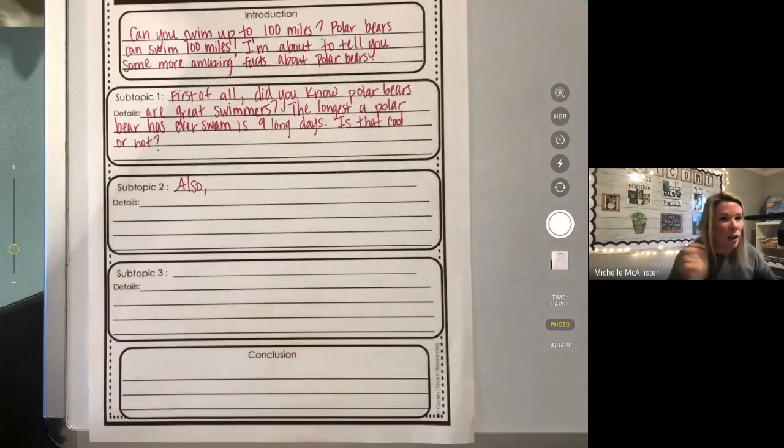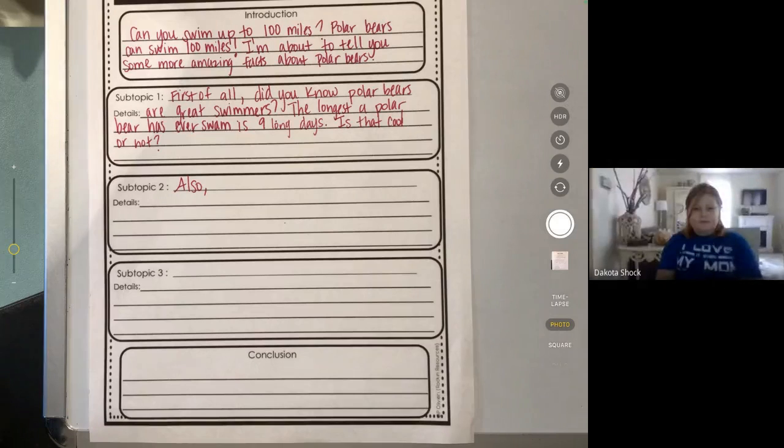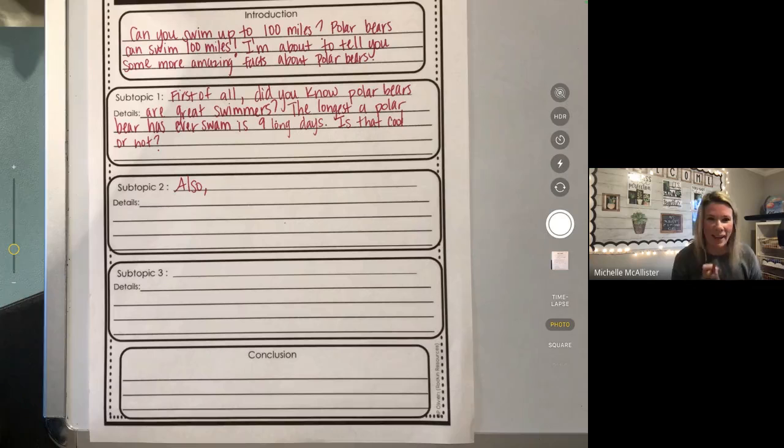I'm not going to tell them our fact yet, right? I'm not going to tell them yet. I need to lead them into it. We're going to talk about our subtopic first, okay? So what should I say? Also, does anybody have any ideas of our next sentence? See Isabella's hand. Does anybody else have a hand up? Dakota. Also, did you know that? That would be the fact. Yeah, I see. I heard where you were going with that.